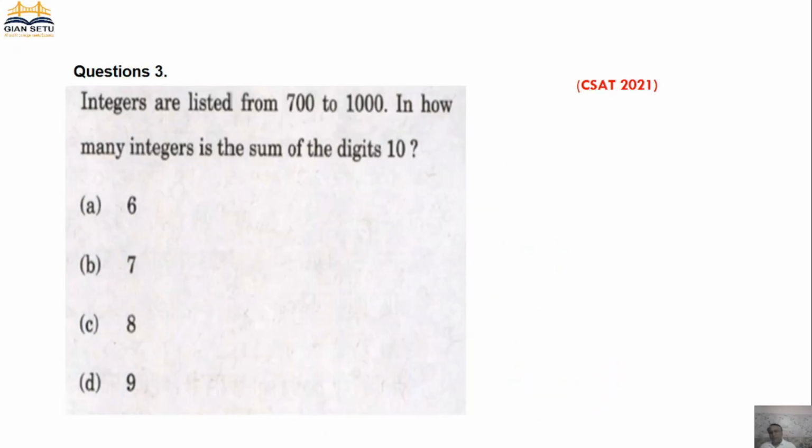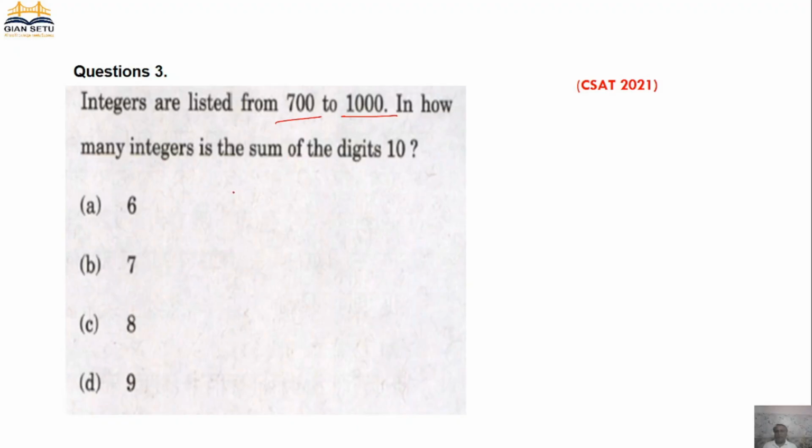Let's move to question number 3. Integers are listed from 700 to 1000. In how many integers is the sum of digits 10? Now here we need to find how many integers are there between 700 and 1000 in which the sum of the digits is 10.